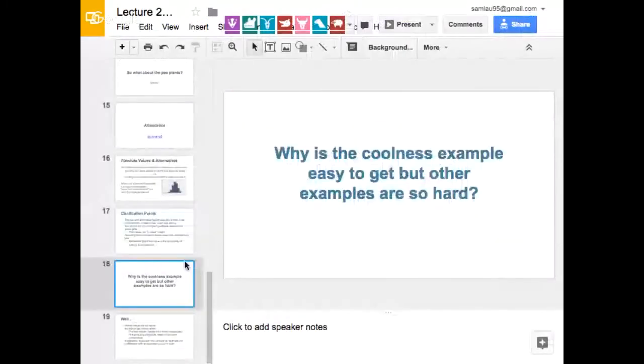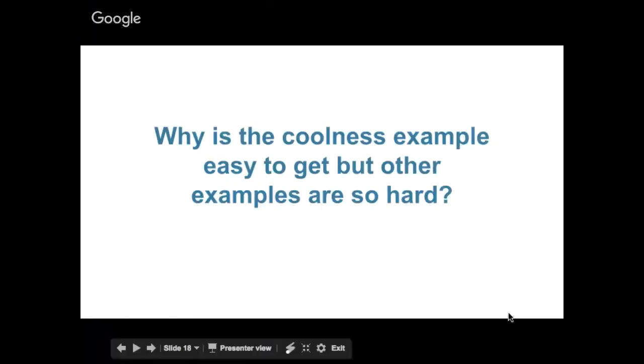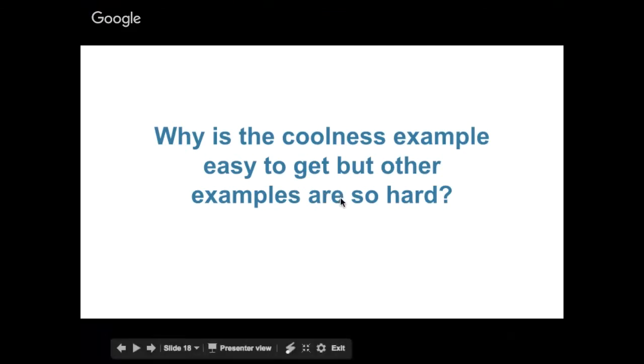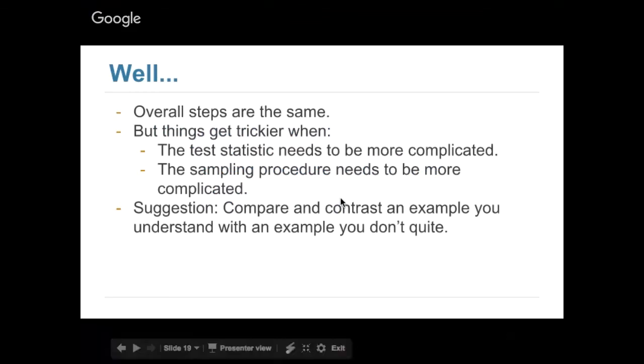Okay, so I can see the question on your faces. Why is a coolness example easy to get, but other examples are so hard? You hear a coolness example or weirdness example, and you're like, oh, that seems pretty easy. But why is it that when I actually try the jury panels, I don't really understand what's going on? That's because when we're doing a hypothesis test, the overall steps are all the same.